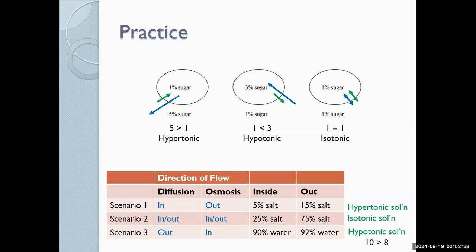In scenario 2, there's more sugar inside. So sugar's moving out while water's moving in. And in scenario 3, it's the same amount of sugar on both sides. So we have an isotonic scenario.